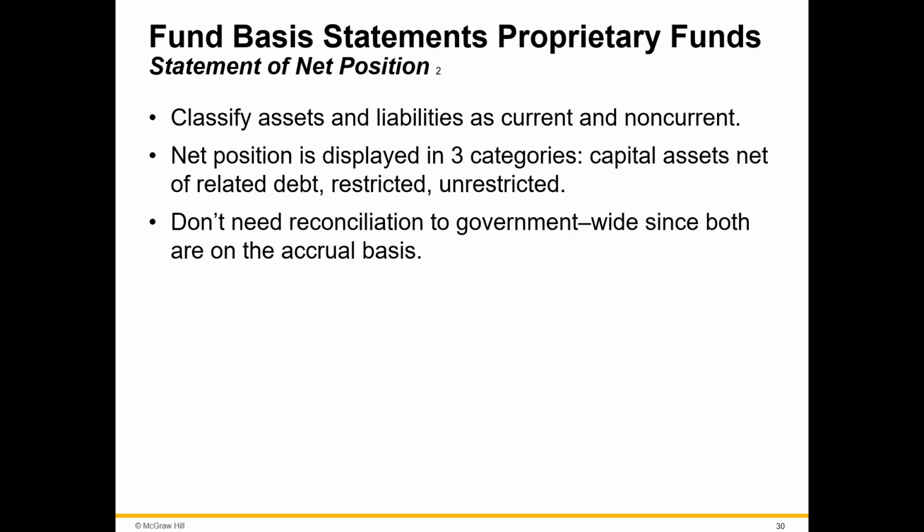Classify assets and liabilities as non-current and current. Net position is displayed in 3 categories: capital assets net of related debt, restricted, and unrestricted. You don't need reconciliation to the government-wide statements. Why? Since both are on the accrual basis.